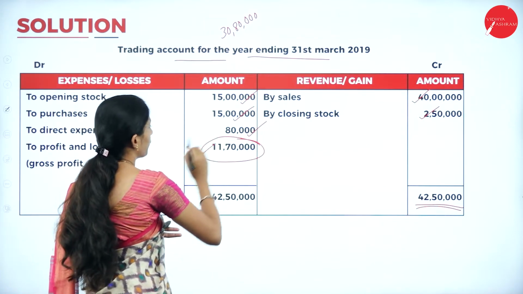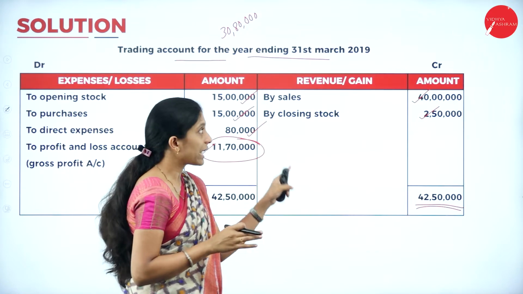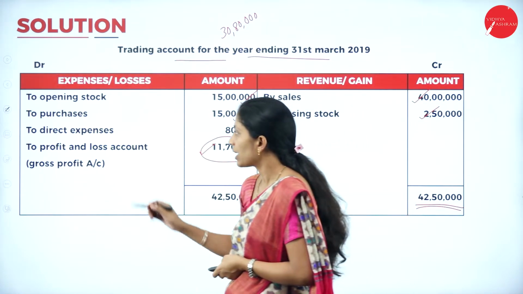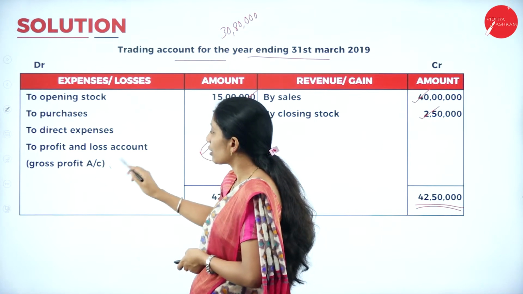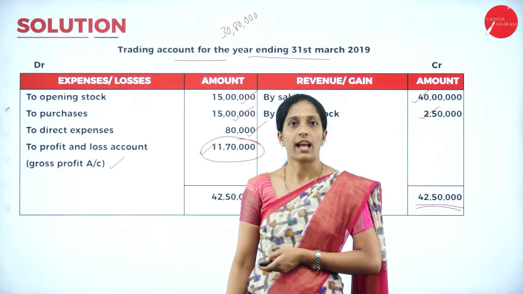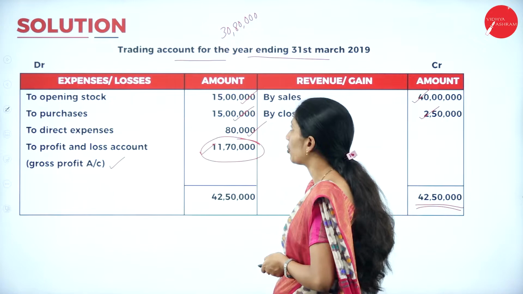So subtract 30,80,000 from it. You'll get a balancing figure of 11,70,000. Now what is this? Your credit side is more than the debit side. Correct? So it is gross profit. So write to profit and loss account, gross profit, or you can directly write to gross profit carried down. So this is how you are going to prepare your trading account.